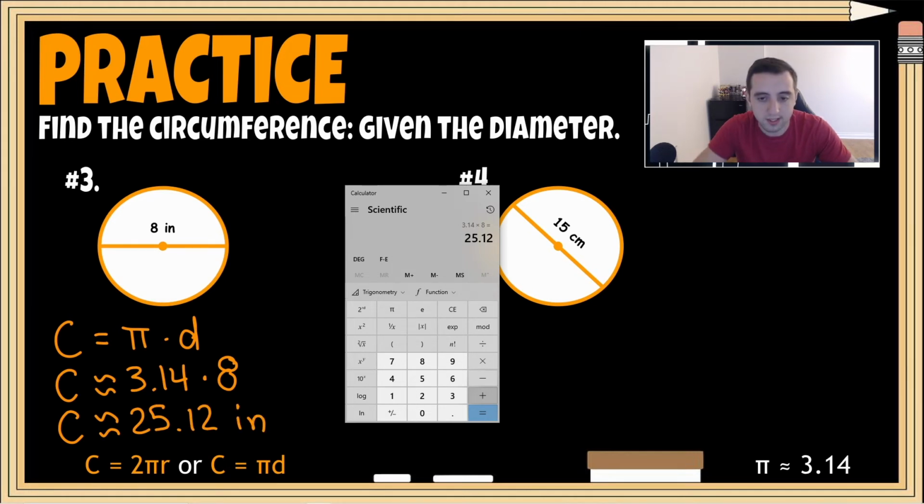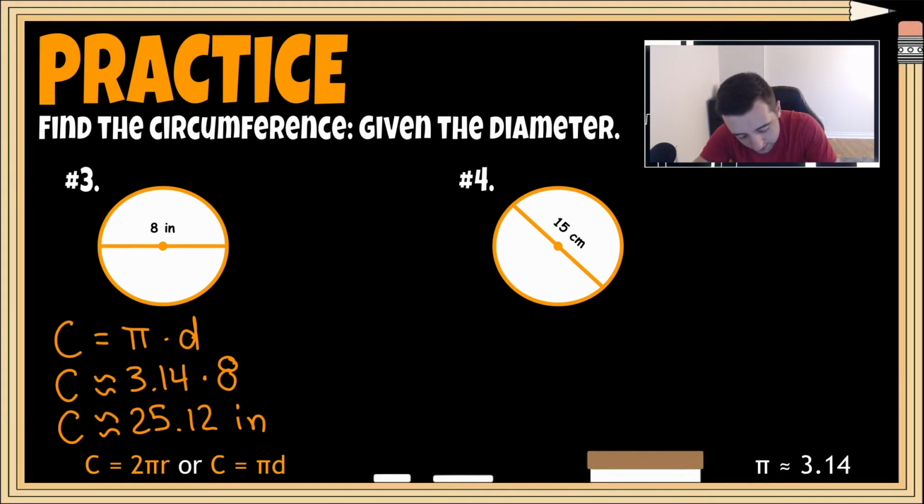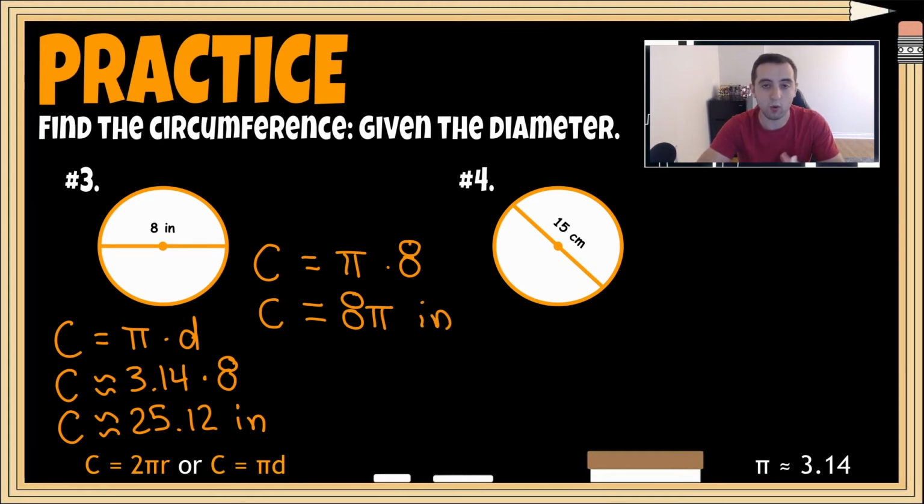And if you chose to get your answer in terms of pi, just let me move the calculator out of the way. We have circumference equals pi times 8. Okay, so if you just multiply those, you get circumference equals 8 pi. And we are dealing with inches. So hopefully you got 8 pi or 25.12 inches. Either one's correct, it just depends on what the question is truly asking you.